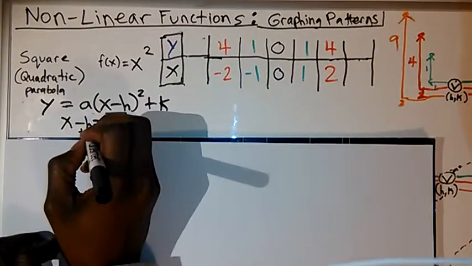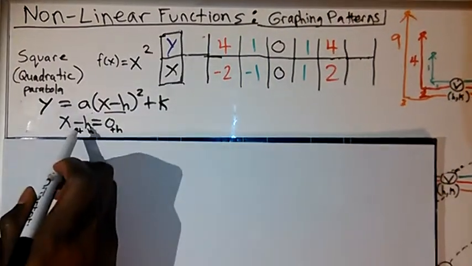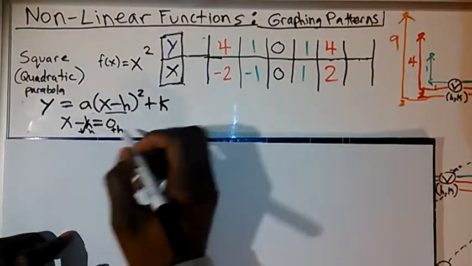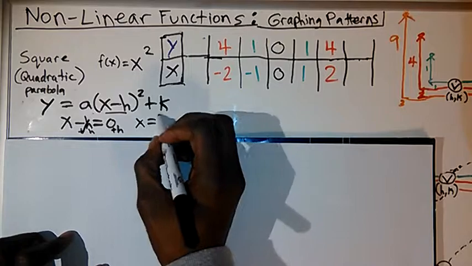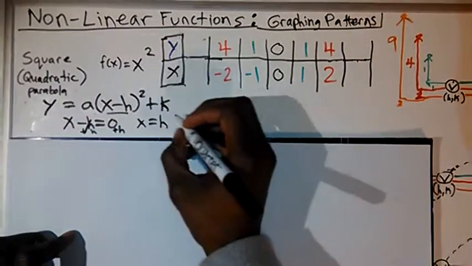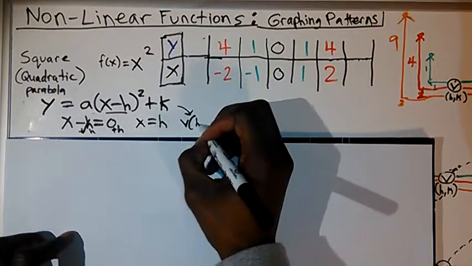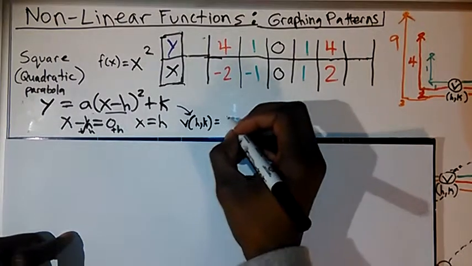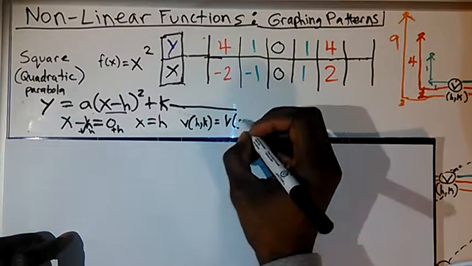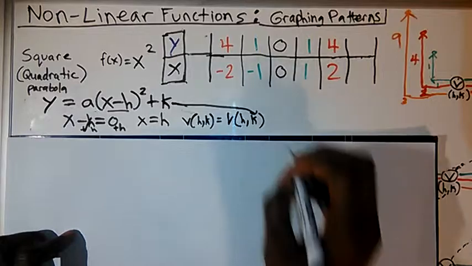That means we're going to isolate x by adding h to both sides, because what you do to one side, you do to the other side. The negative h and positive h cross out, and you're left with x is equal to h. The k is not connected to anything, so you just pull the k down into the vertex. So the vertex will be h, k.